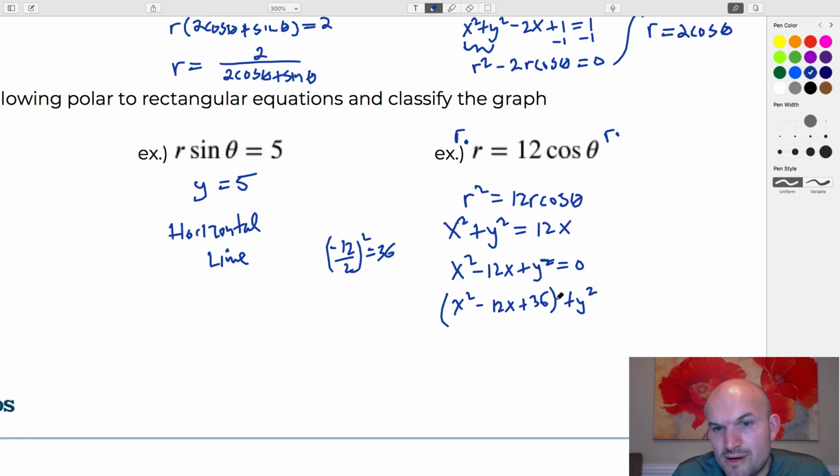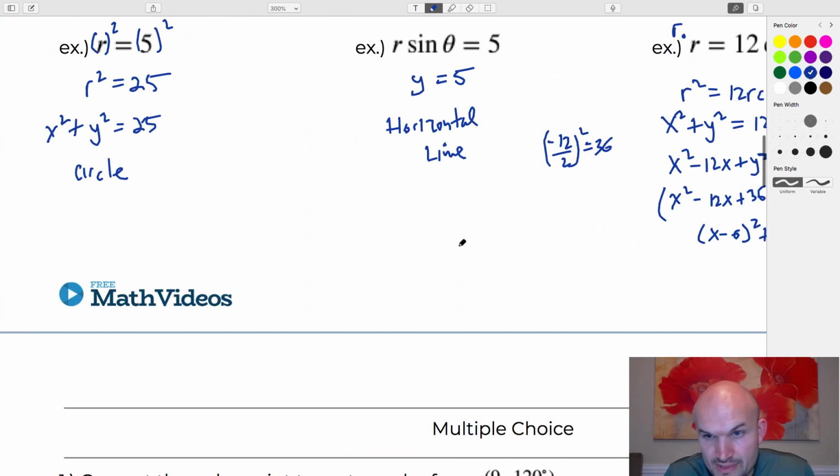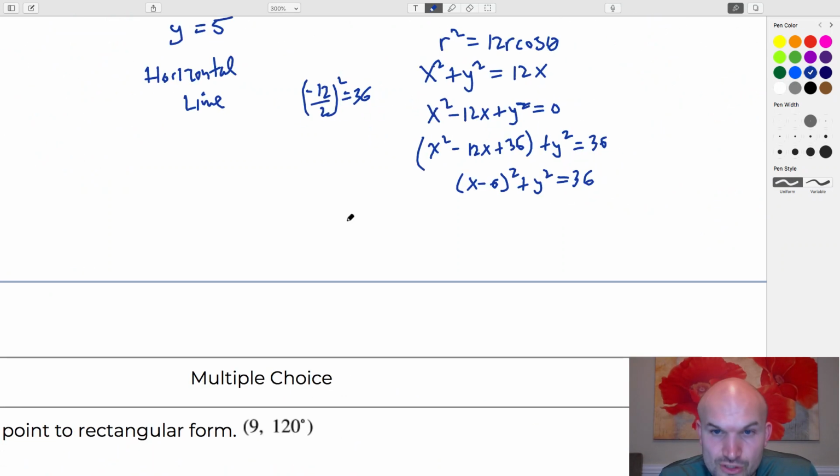So therefore I have x squared minus 12x plus 36 plus y squared. Now remember, you added 36 on the left side, so therefore we have to add 36 on the right side. This can be factored into x minus 6 squared plus y squared equals 36. So you can see this is actually very similar to the other equation that we had. This is going to be a circle with a radius of 6 and an origin at 6, 0. Now I didn't ask you to do that. I just said, determine what that equation is, which in this case is a circle. So there you go for that.